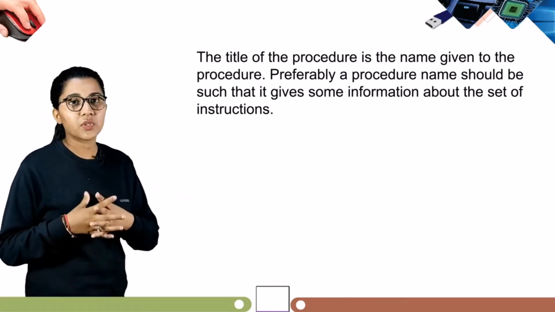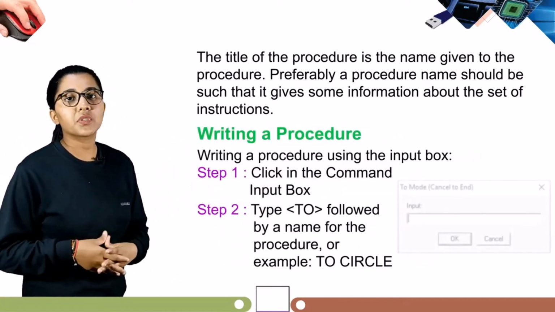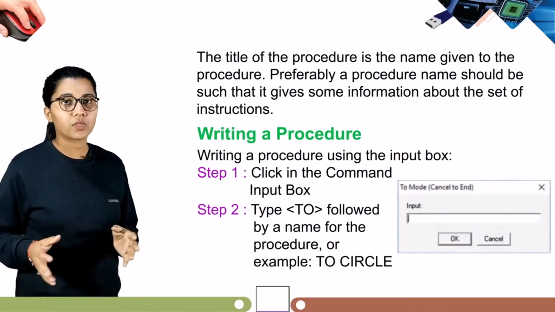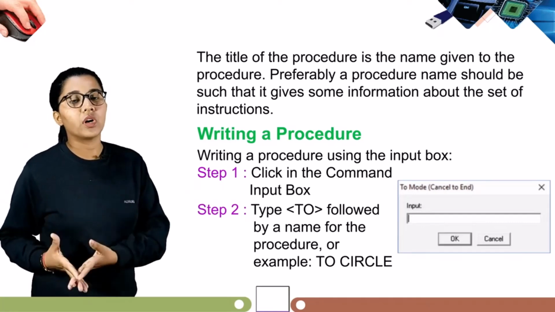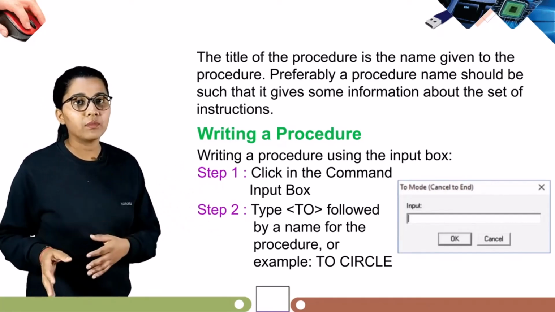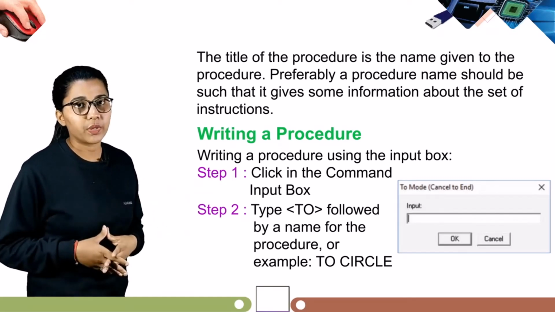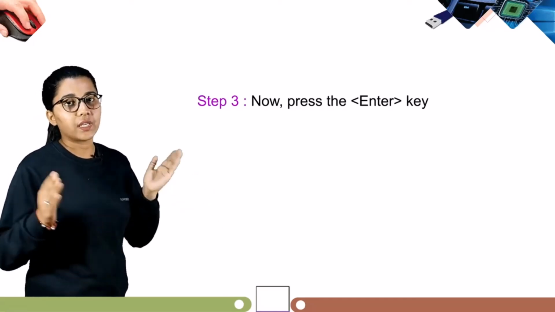Now, our next procedure is writing a procedure. Writing a procedure using the input box. So, step 1 is click the command input box. Step 2, type TO followed by a name for the procedure, for example TO circle. Step 3, now press the enter key.